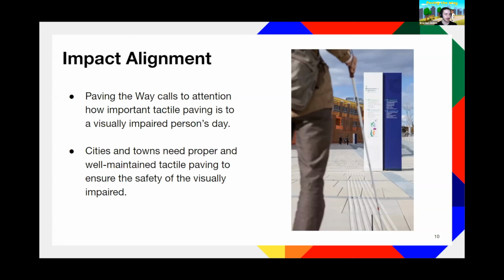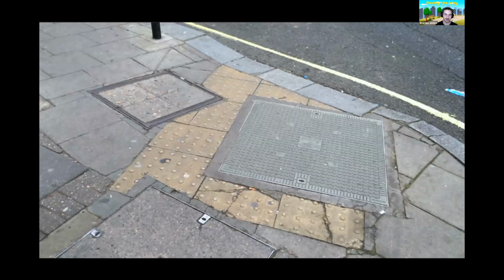So this impact mode really aligns with our goal of raising awareness of the importance of tactile paving. Cities and towns need proper and well-maintained tactile paving to ensure the safety of the visually impaired. This is an example of a total misuse of tactile paving, used for decoration rather than functionality. A visually impaired person would be really confused with this pattern.